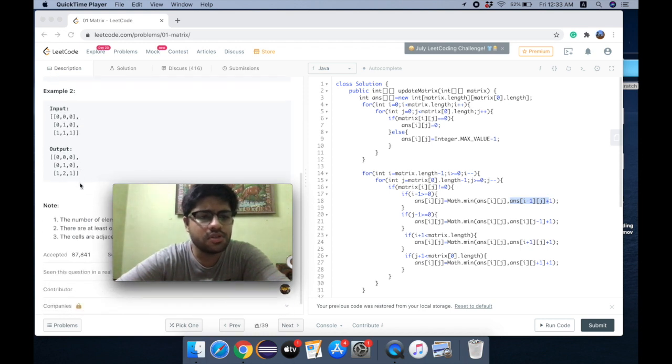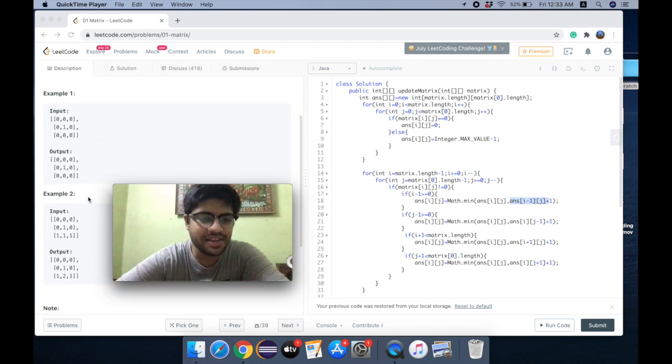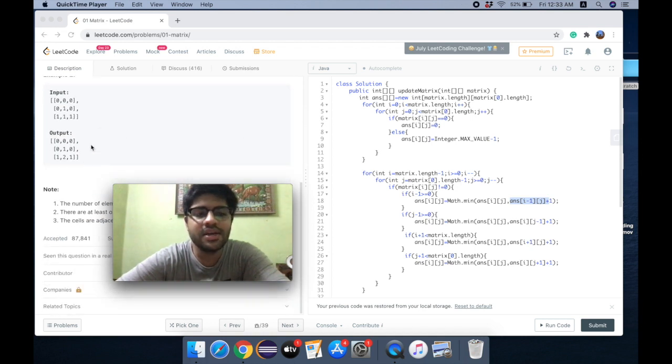Now let's come on to this matrix because this is a bit interesting. This was pretty simple, but this is a bit interesting. Here the nearest 0 for this one can be at the right, at the left, or at the top. The distance from all these three zeros is 1, so we have written 1 here in the solution. Similarly, for this one we have 0 at the top, and for this one we have 0 at the top, so both are 1, like the distance from 0 is 1.